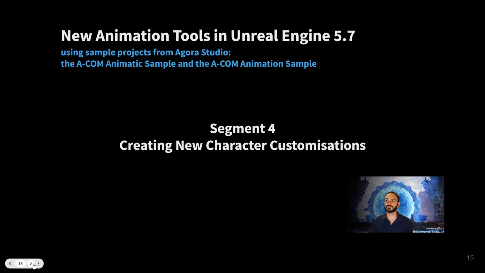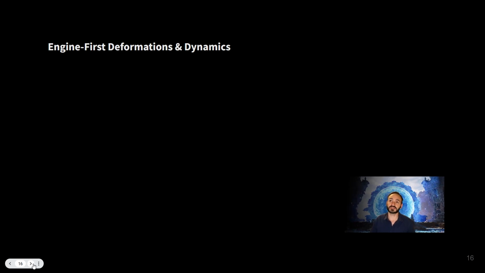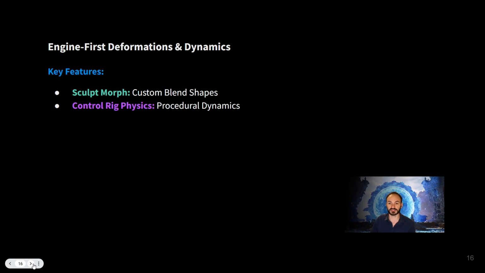Now we continue with segment 4. Creating new character customizations. Engine-first deformations and dynamics refer to the use of Unreal Engine for almost everything that we would require for this kind of animation. Now, thanks to the recent advancements in Unreal Engine 5.7, we even have a Sculpt Morph tool inside these character editing tools. That will allow us to create our custom blend shapes. Additionally, we have the control rig physics, which allows for certain procedural dynamics, and also the reverse baking technology, which allows for data reusability.